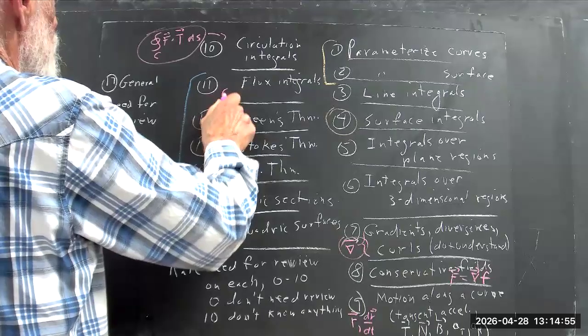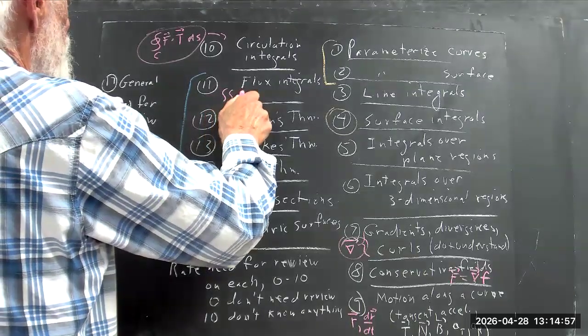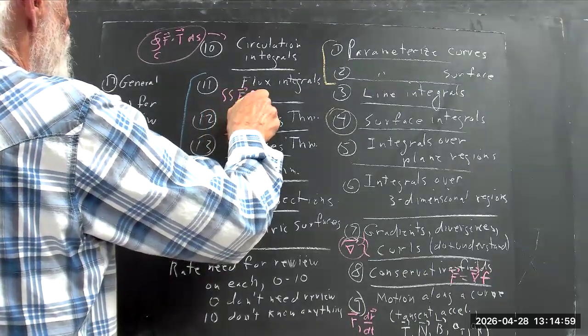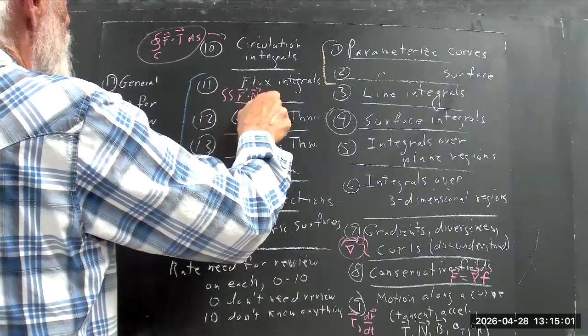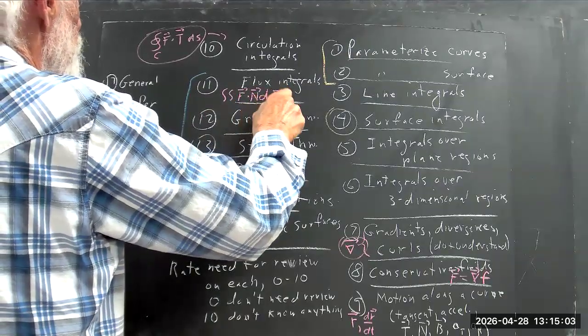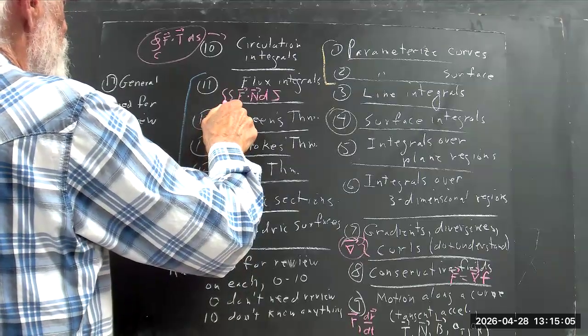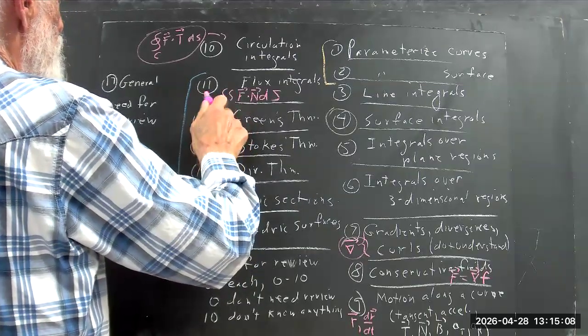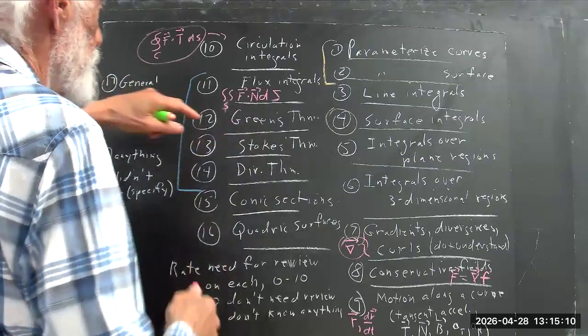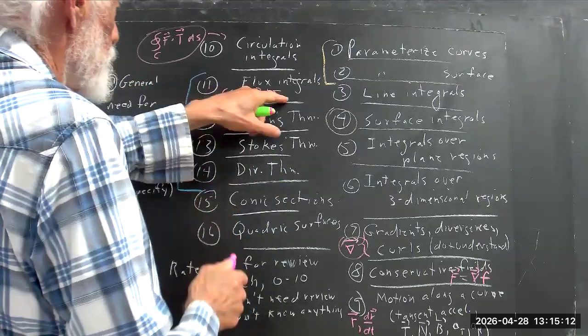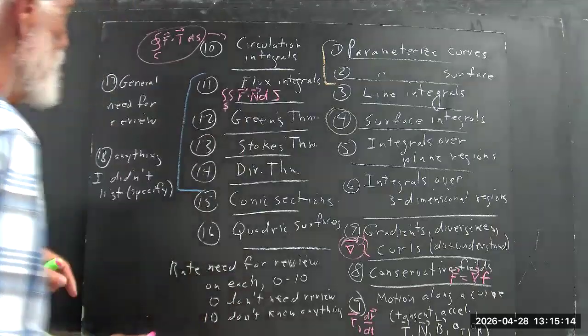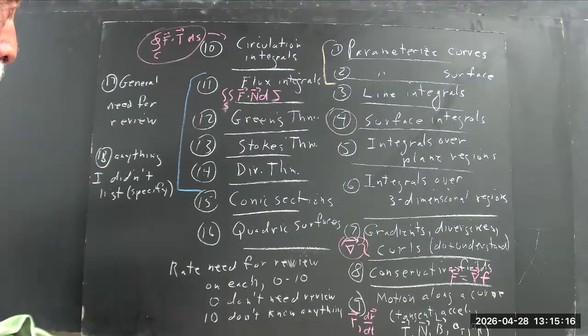A flux integral would be like a double integral of F dot N dS over the surface. Okay. That S doesn't look much like an S. Use your imagination.